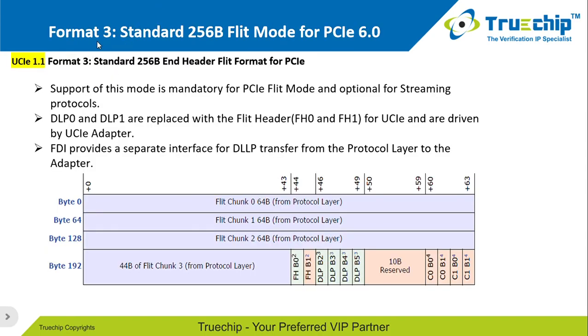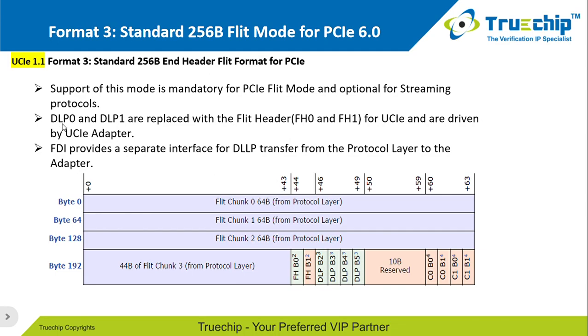Here's format 3, which is the standard 256-byte flit mode for PCIe 6.0, renamed in UCIe 1.1 as the standard 256-byte end header flit format for PCIe, which is mandatory for PCIe flit mode and optional for streaming protocols. The protocol layer also transmits 6 bytes of DLLP, which will be inserted in the flit format by the adapter layer, where 2 bytes will be the flit header and the rest of the 4 bytes will be DLP.